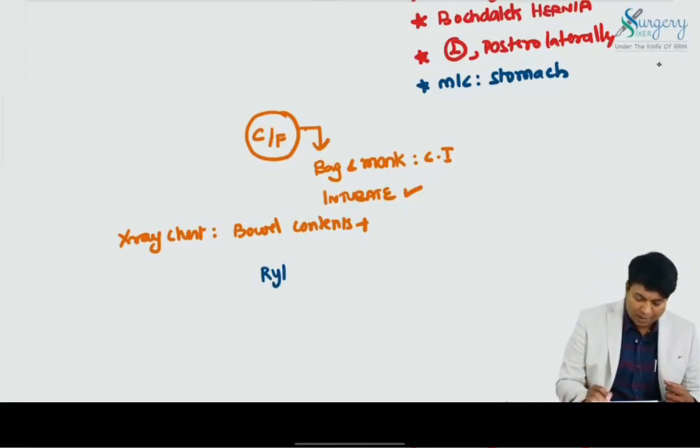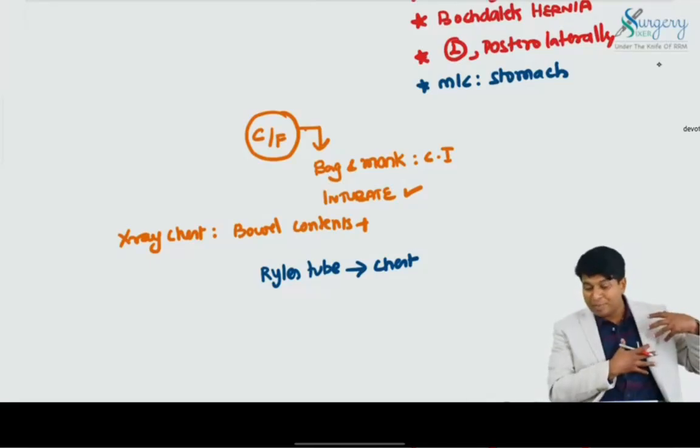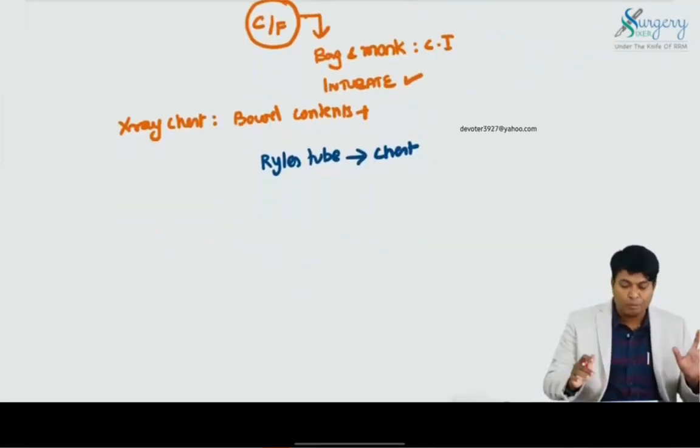When you put a Ryle's tube for these babies, the tube will be there in the chest. These are some catch points to know the baby has a congenital diaphragmatic hernia: the Ryle's tube and the bowel contents will be in the chest. So in these cases we have to intubate immediately.